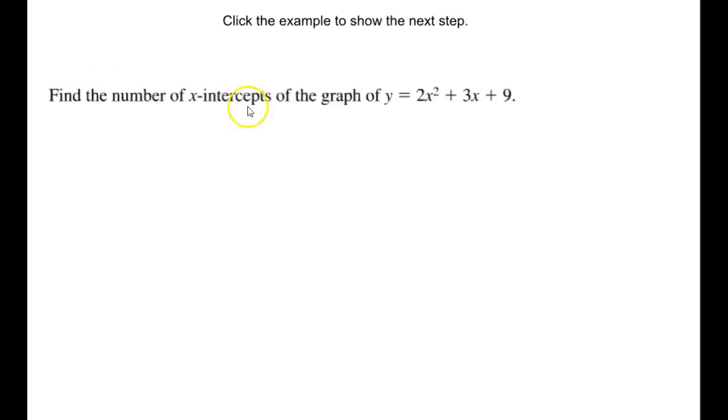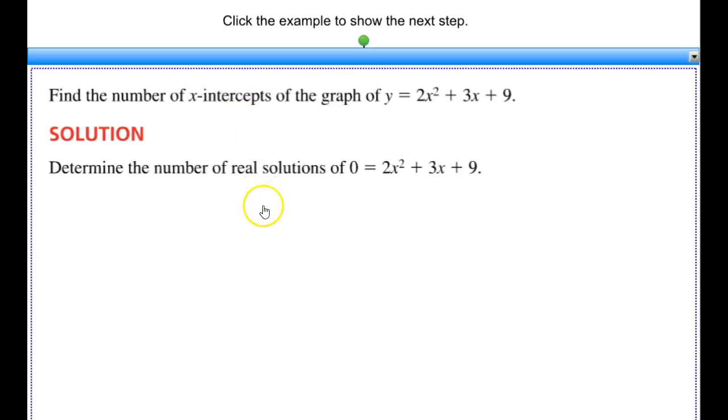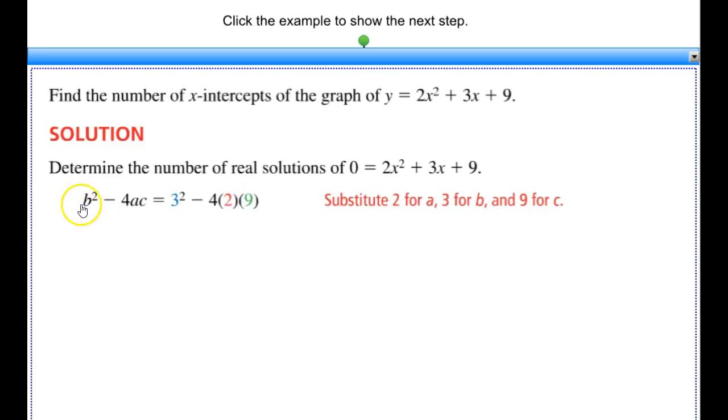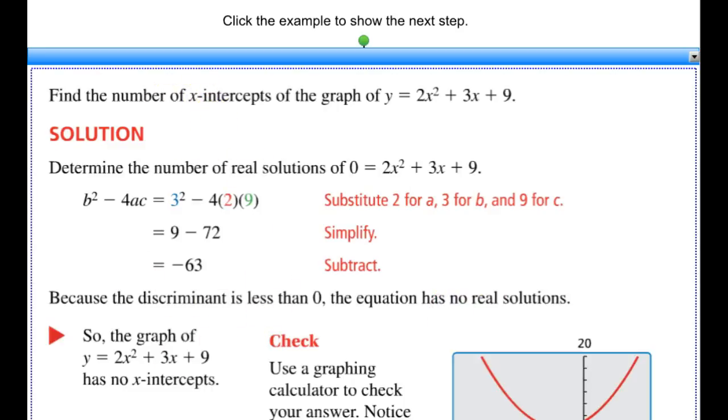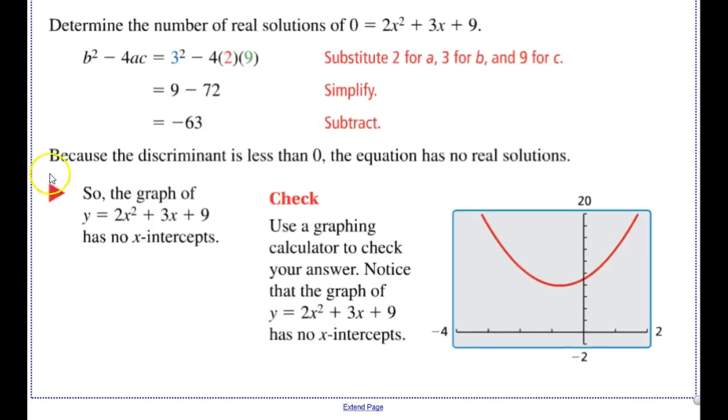So now let's find the number of x-intercepts. Now here I know that x-intercepts is the same thing as solutions, so I can go ahead and use my discriminant to figure that out. So I use my b squared minus 4ac, substitute the values that I have, and simplify. So here I ended up with a negative, so I know that I have no real solutions, which means I have no x-intercepts. Okay, so I can use my graphing calculator to just double check, and I see that when I graph this equation, it never touches my x-axis, so I know that I have no intercepts there.